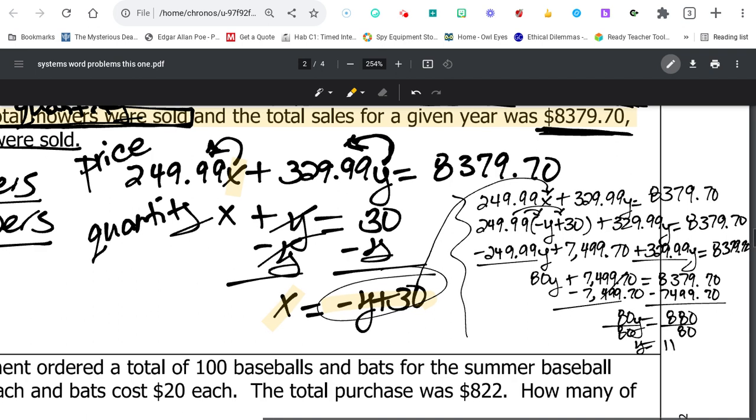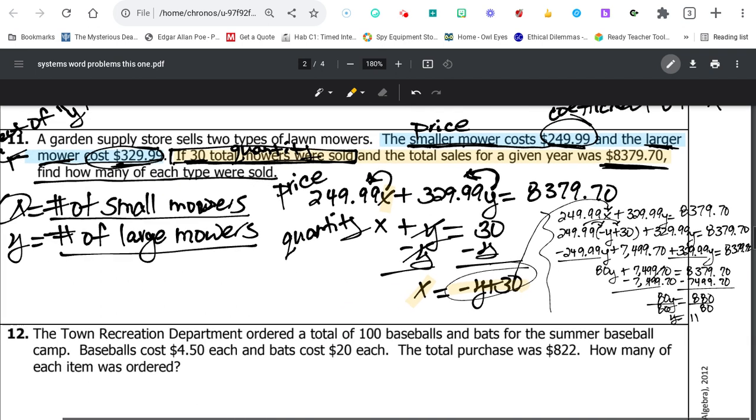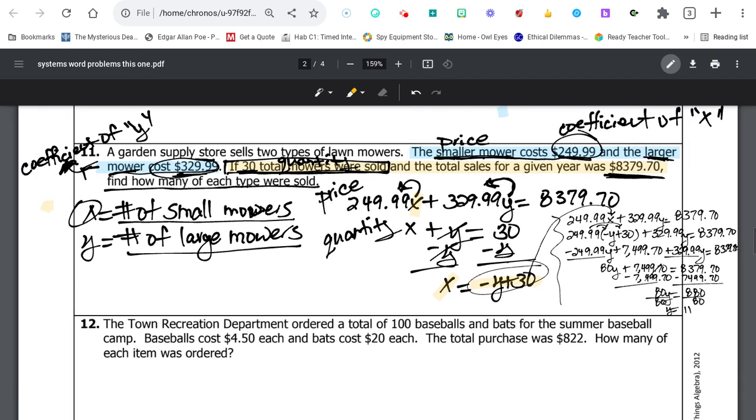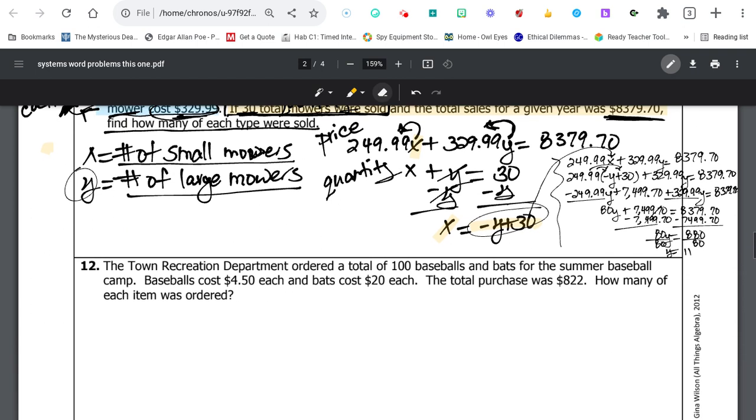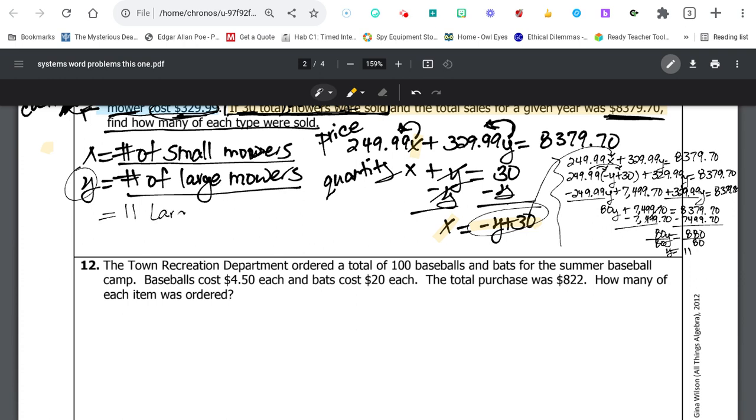So what was y? Y was the quantity of what? Large mowers. Y was the large mowers. So I know 11 large mowers were sold.